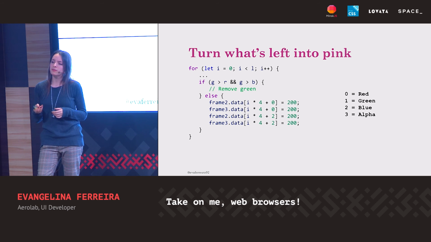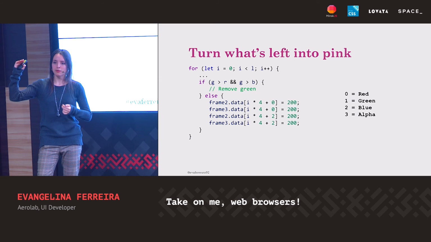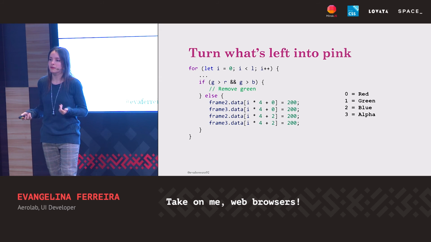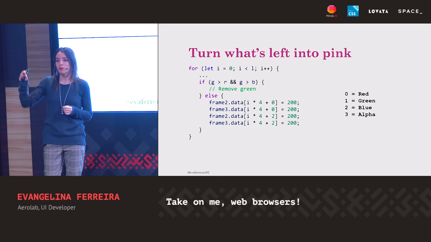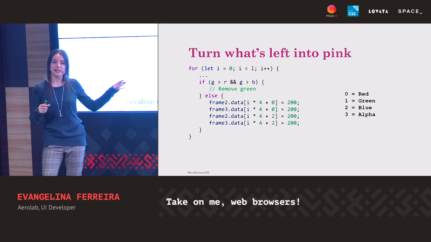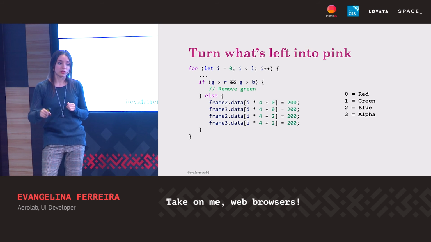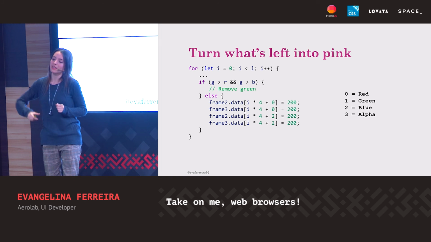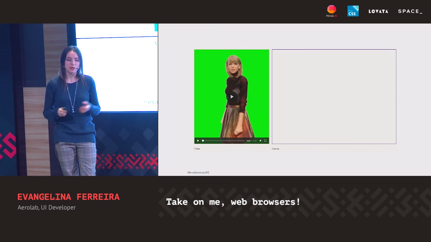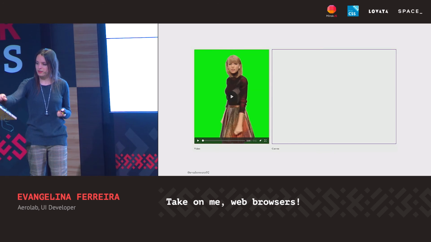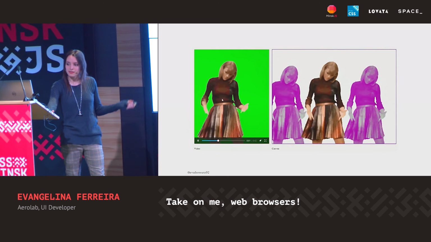So if we want something to be kind of purple or kind of pink, we can do something like blue plus red. If you put blue plus red, then you get that color. So what we are going to do is whatever wasn't removed, so the else statement, will be turned into 200 for the red value and for the blue value. So that's how you get this pink. Now we can try it, and it works pretty well.